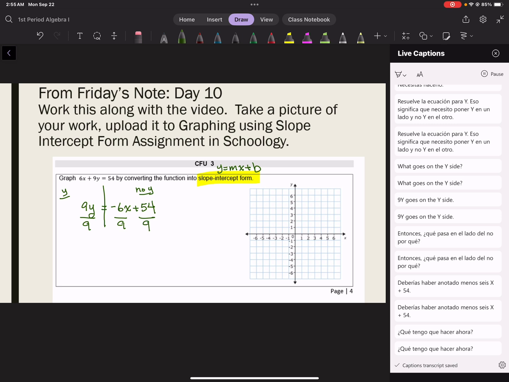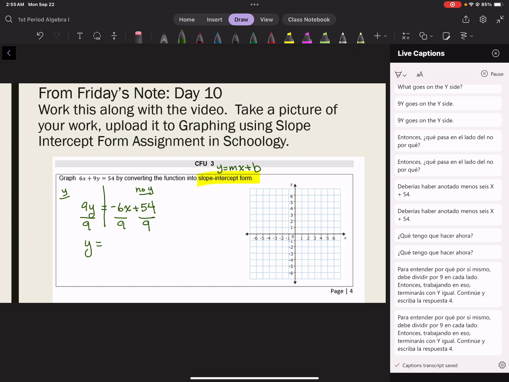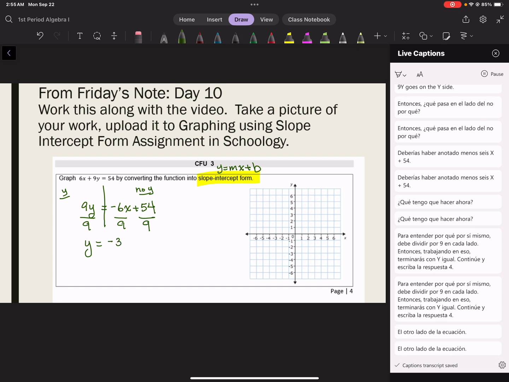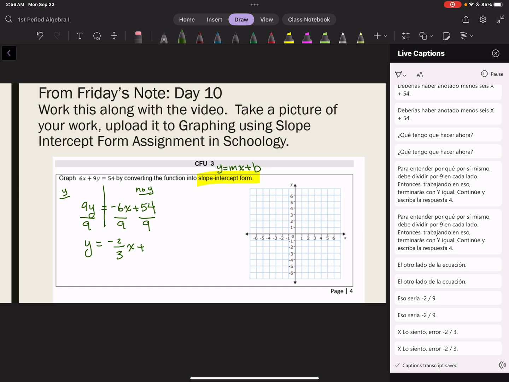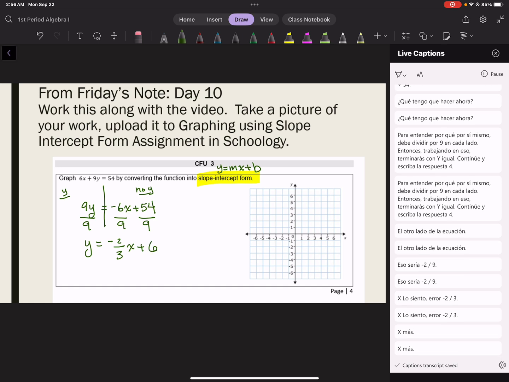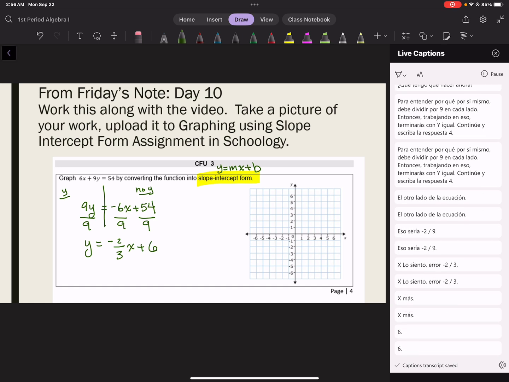So working on that, you're going to end up with y equals, go ahead and type out the answer for the other side of the equation. That would be negative 2 over 3 x plus 6.